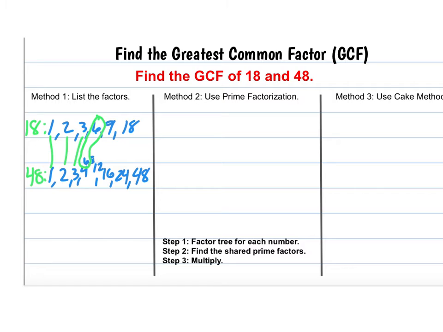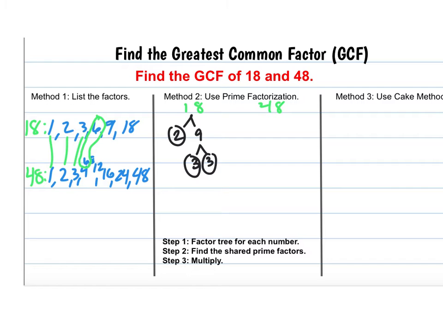Okay, so the prime factorization method, again, you could do a factor tree, or you could do that division by primes. I think we need more practice on the division tree, so I'm going to show that. 18, 48, do my factor tree for both. So 18, I might start with 2 and 9. If you start with 3 and 6, that's totally fine. And we're listing those out.